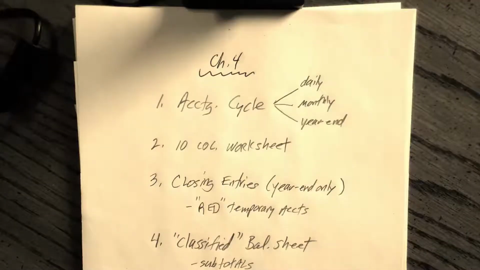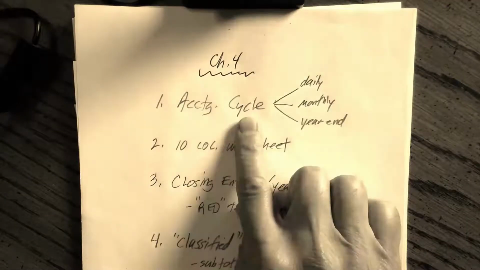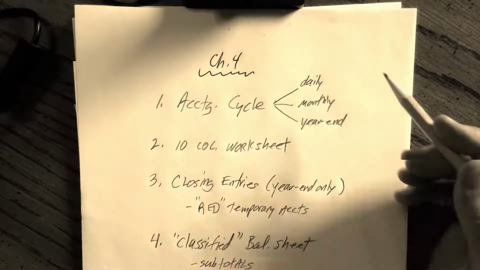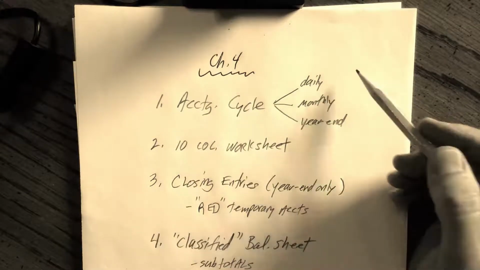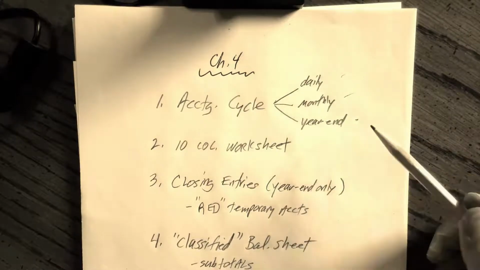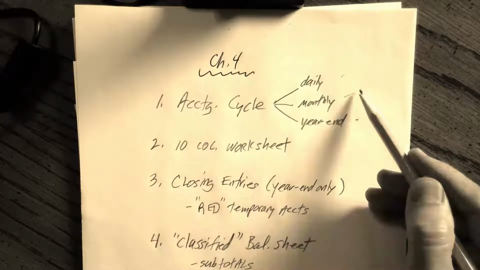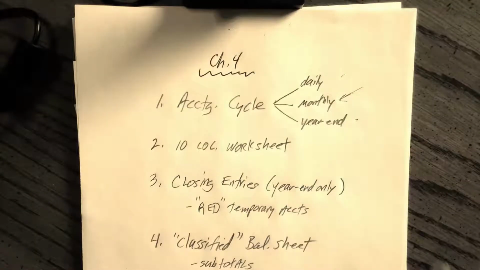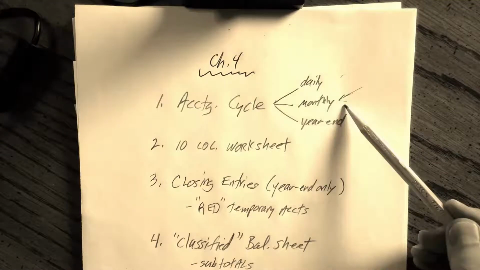First of all, your chapter defines the accounting cycle. There's 10 different steps in it, but it breaks down into 3 categories: daily, monthly, and year-end. And completing the accounting cycle is concerned with issuing financial reports, income statement, equity statement, balance sheet, monthly or quarter end, and at year end.